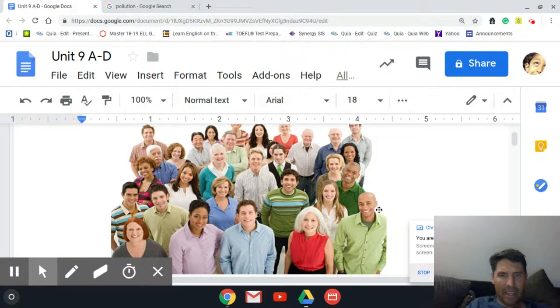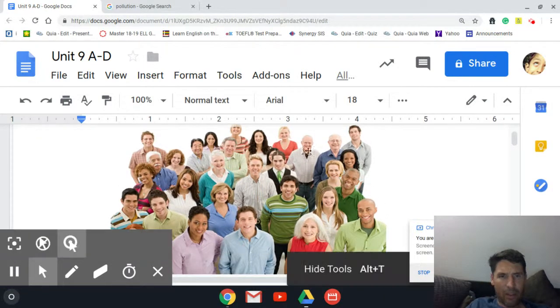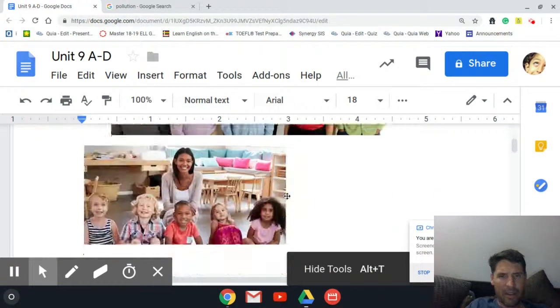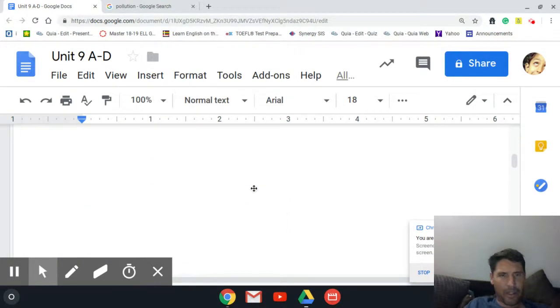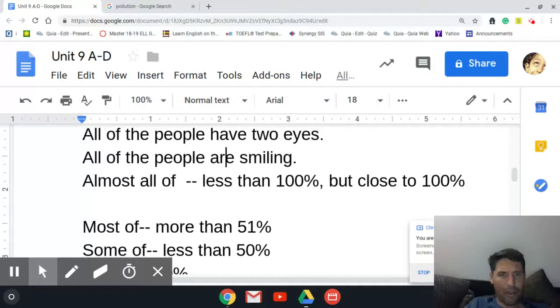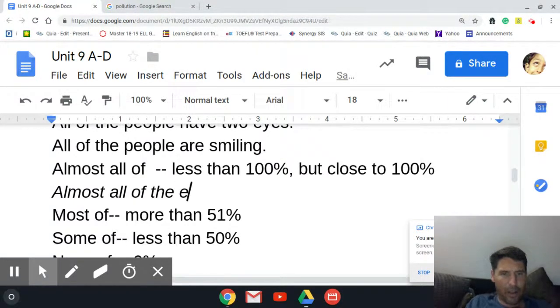Or we could say, let's see, I think all of them are adults, right? Here's a better example. Child, child, child, child, child, not a child. So in this case, we could say almost all of the people are children.